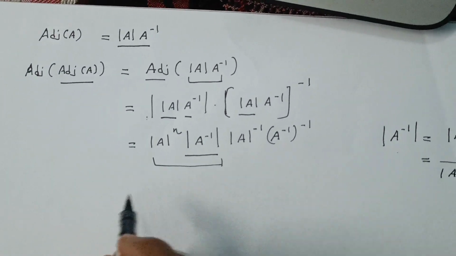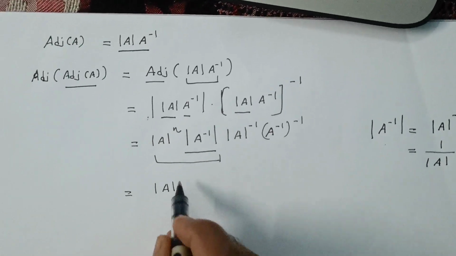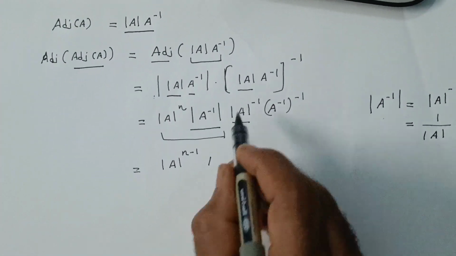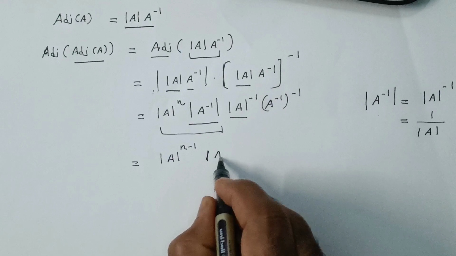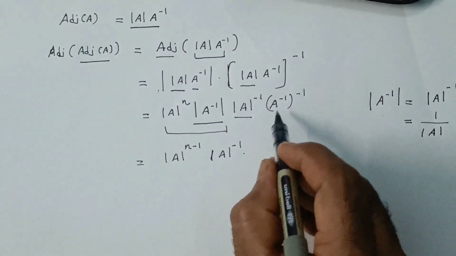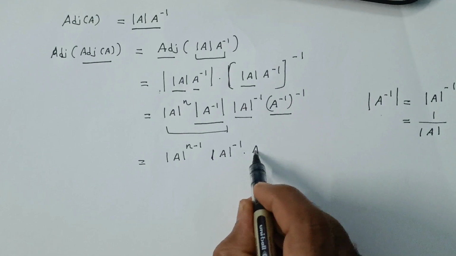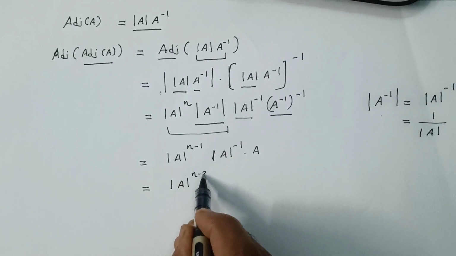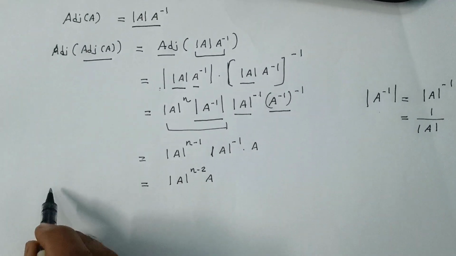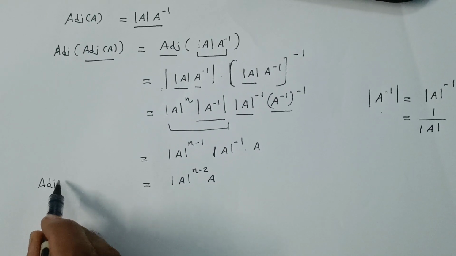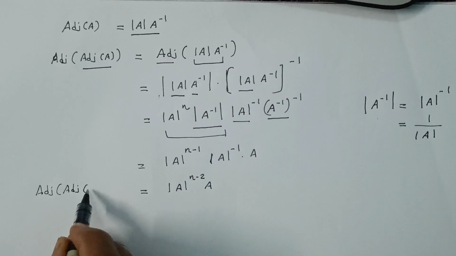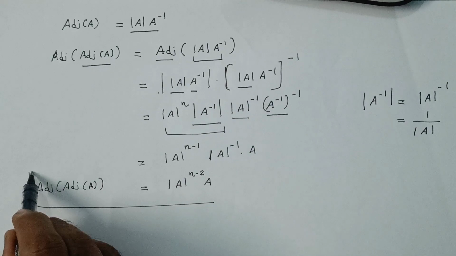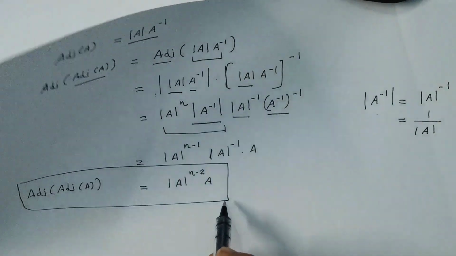If we combine these two terms, it will become determinant of A raised to n minus 1 into determinant of A raised to minus 1 into A inverse, the whole inverse, which will become A. Therefore, the total answer will become determinant of A raised to n minus 2 into the given matrix A. So, for any matrix, the adjoint of adjoint of the given matrix equal to determinant of A raised to n minus 2 into A. This is the second property, and this also you should remember for the exams.